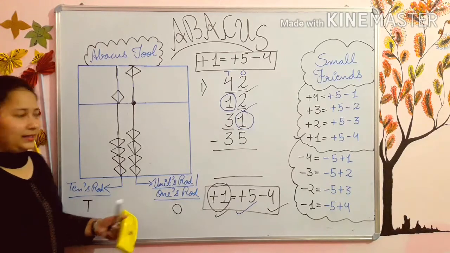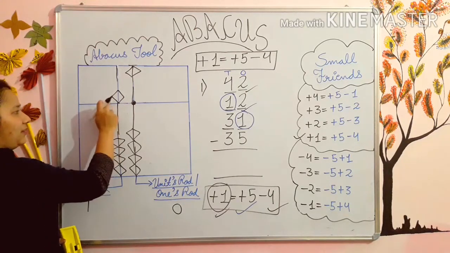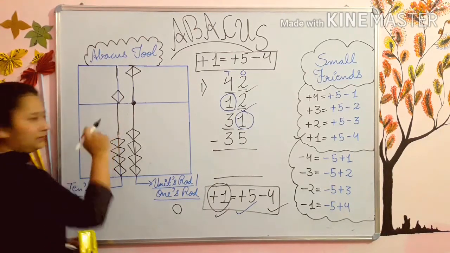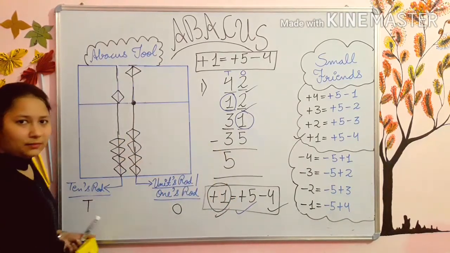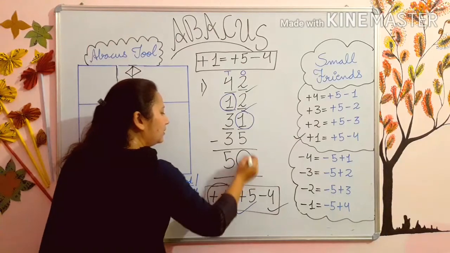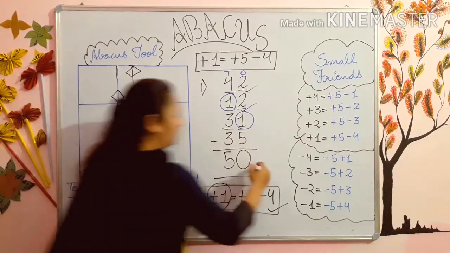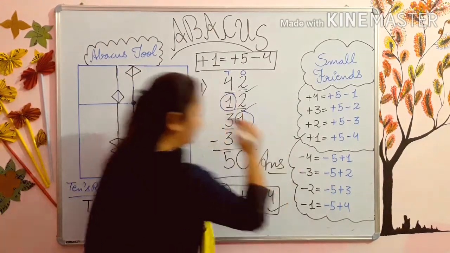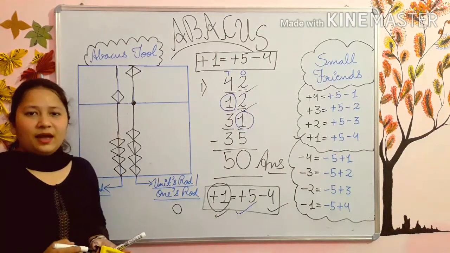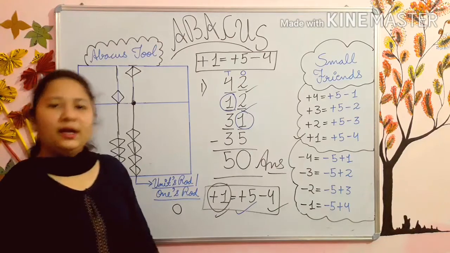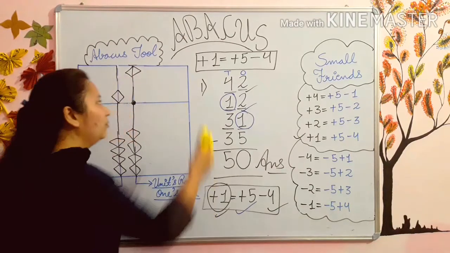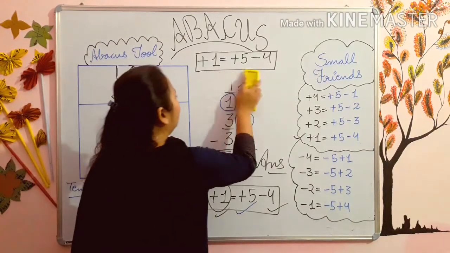Now what is your answer, kids? See, here is 5. And here is nothing. Nothing means 0. And 50 is your answer. I hope students you are getting this. You will get it more when we do the next sum. So we will move to our next sum.